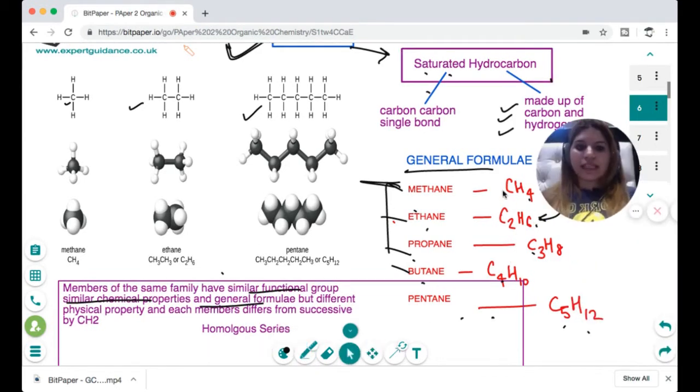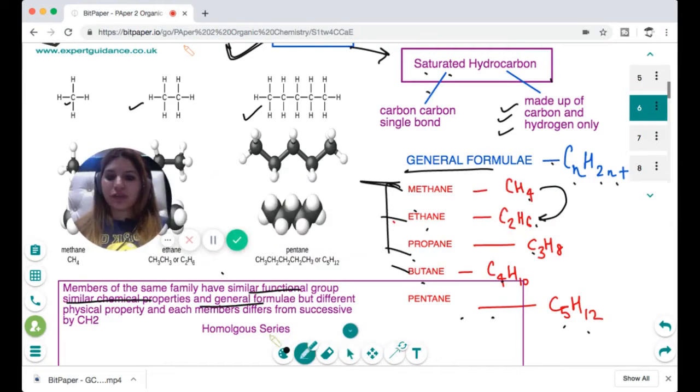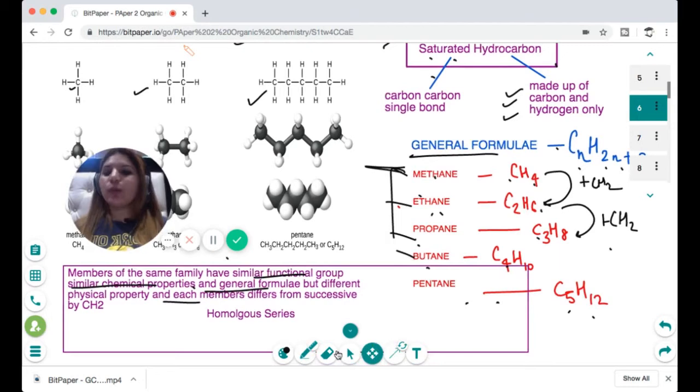So you can see in this homologous series, they have a similar functional group, similar chemical properties, the same general formula, but one member differs from the successive one by 1 carbon and 2 hydrogens. So CH4 add 1 carbon, 2 hydrogens gives C2H6. C2H6 add 1 carbon, 2 hydrogens is C3H8. So this is the definition of a homologous series, and it is often asked in the exam, so make sure you remember this. Homologous series are the members of the same family having a similar functional group, similar chemical properties, the same general formula, but different physical properties, and each member differs from the successive one by a CH2 group.